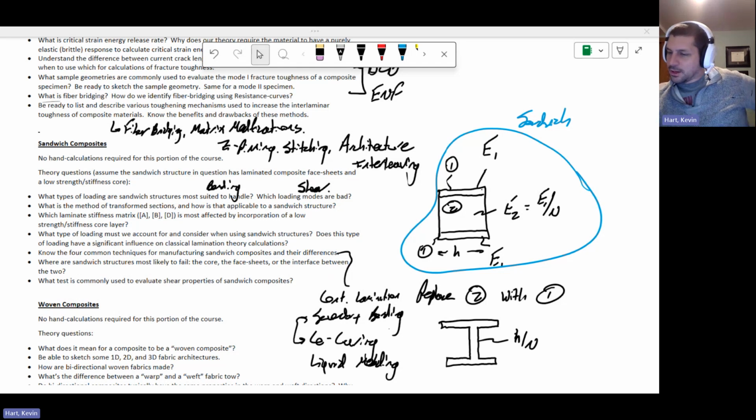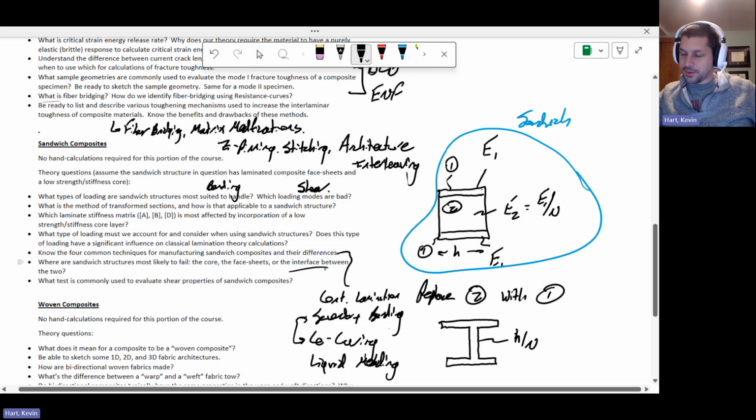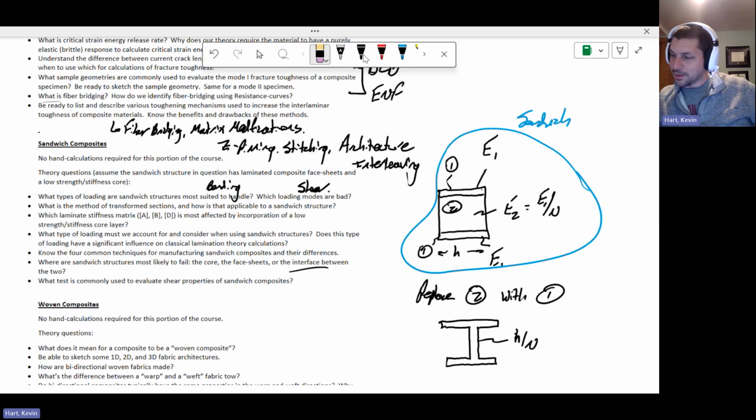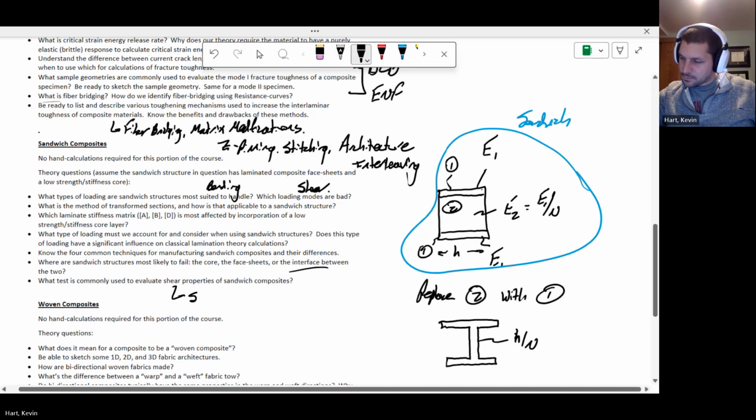Those are the four. Where a sandwich structure is most likely to fail, usually the interface between the two. That's the most likely spot, unless you have a very, very good adhesive, and even then, it's still probably most likely to fail there. All right. What test is commonly used to evaluate shear properties? That's called the short beam shear test. Short beam shear. All right.